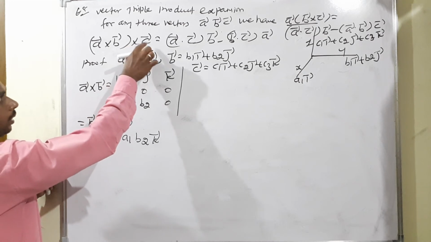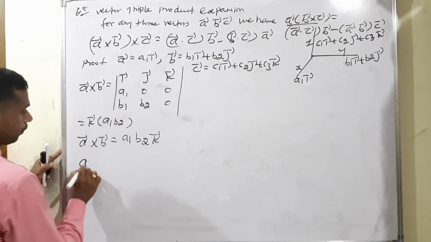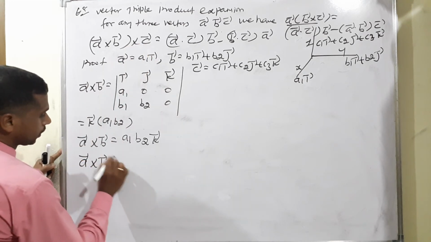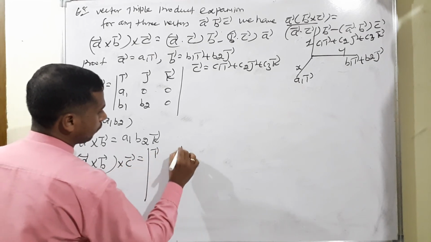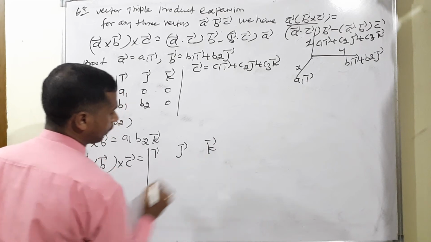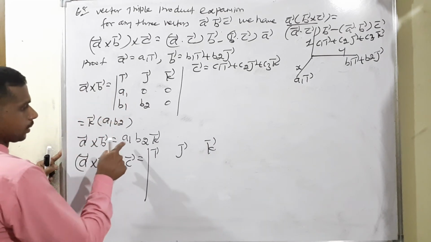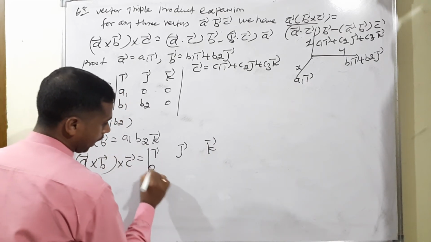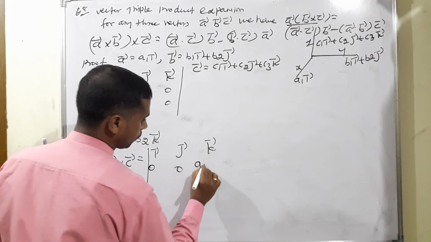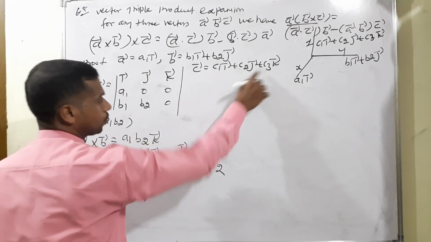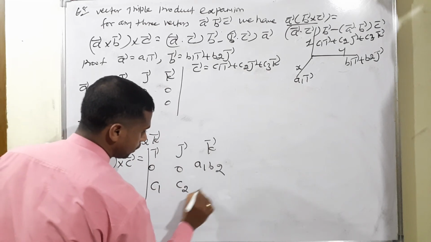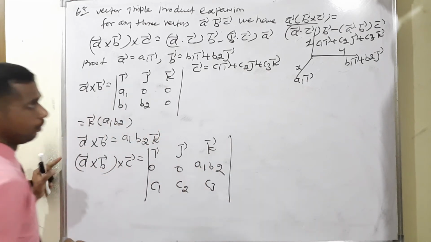Now again outside, cross C vector is there. Therefore, A vector cross B vector cross C vector is equal to again I vector, j vector, k vector. A vector cross B is A1 B2 into k only, I and j are 0. So A1 B2. C vector is C1, C2, C3. Simplify now.